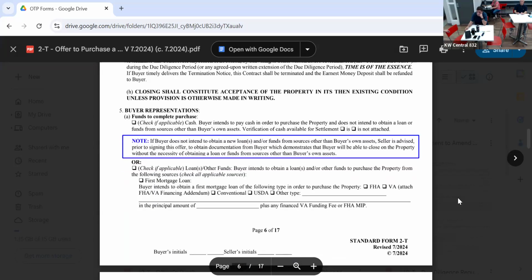Okay, buyer representations. These are buyer representations. These are not contingencies or guarantees. So the first box is cash. If it's cash, that's the box you check. Or they're going to get a loan. And is it a first mortgage? What type of loan is it? We try to get what the principal amount is going to be.